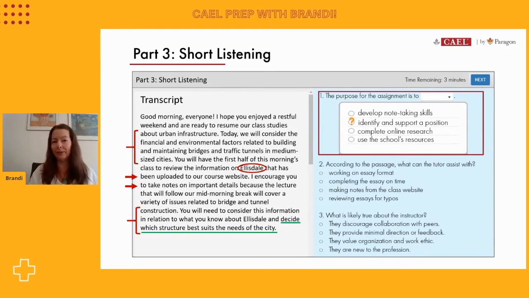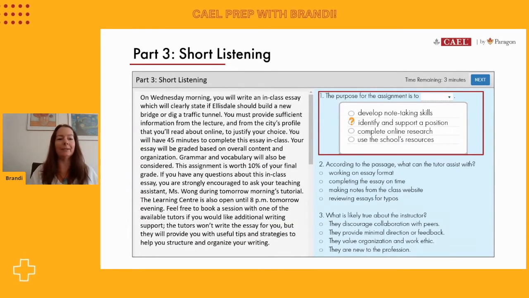So I think answer choice B is correct. And as the instructor continued to talk, we just follow along. This is the next part of the transcript you're now looking at.